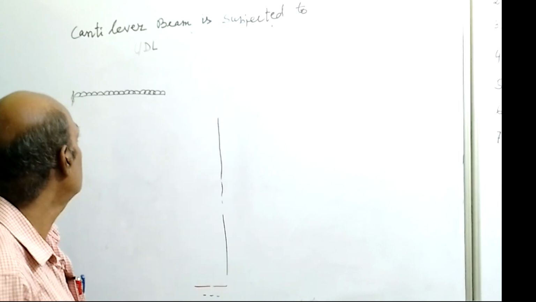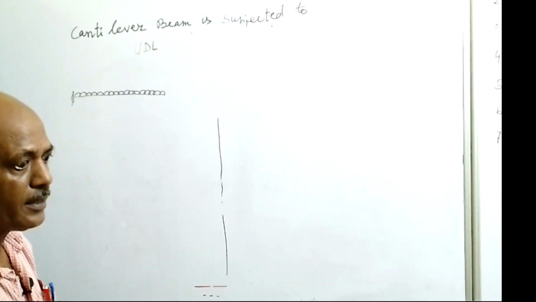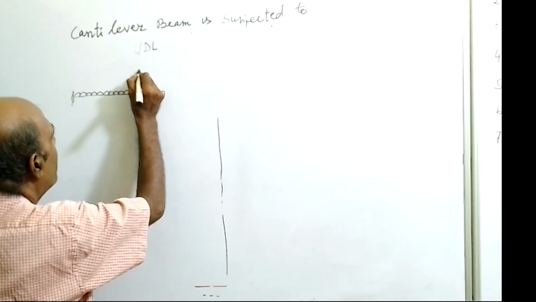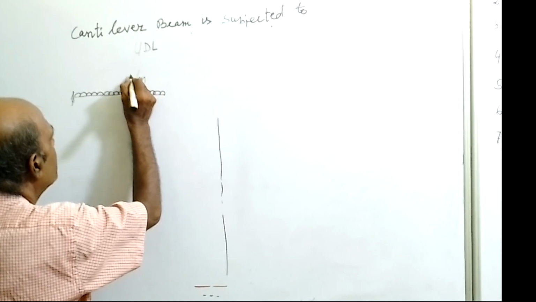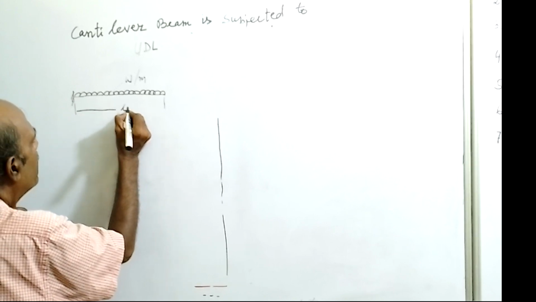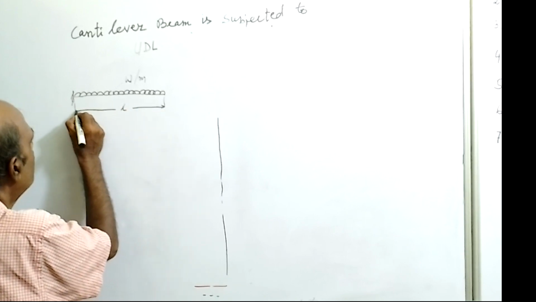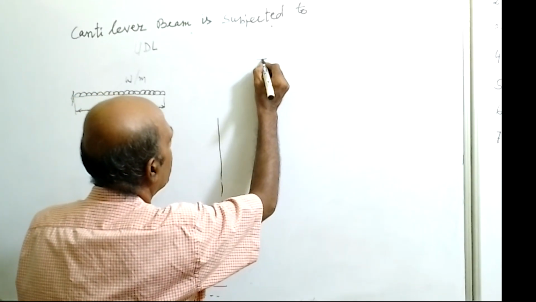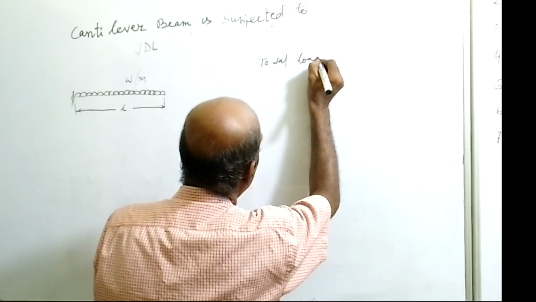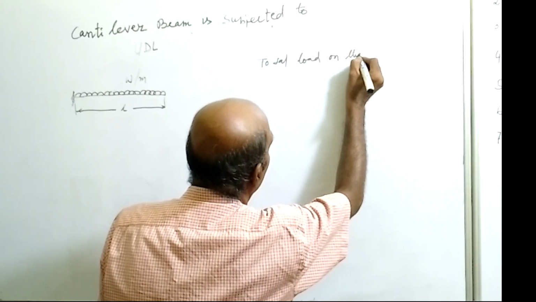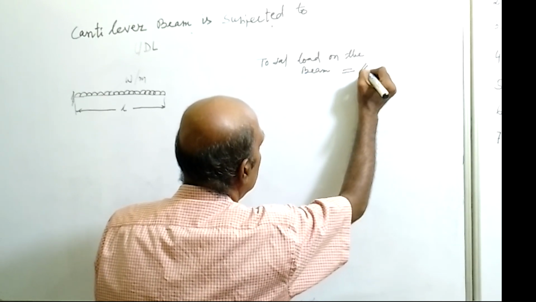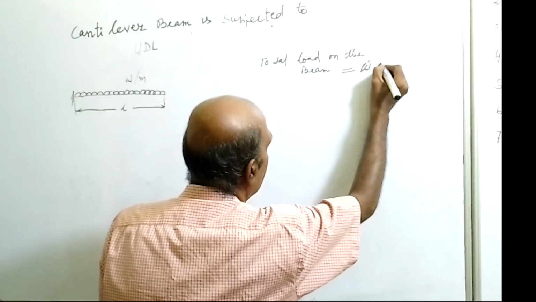So that kind of load is called uniformly distributed load, and the magnitude of load will be given in the question. Say here it is given w per meter length, and the length of the beam, say L is the length of the beam, and total load acting on the beam. So we can write total load on the beam. This is coming as a multi-choice question. Total load on the beam is equal to w into L.